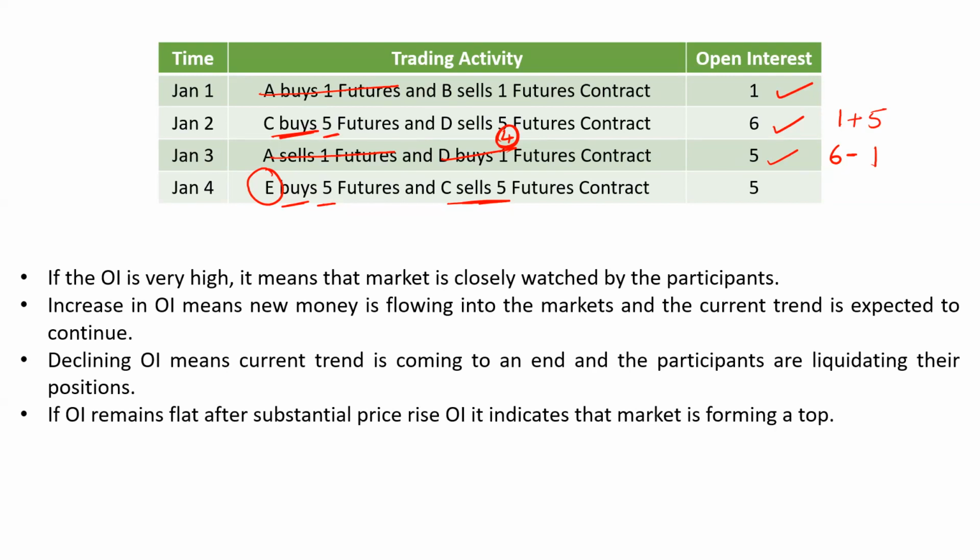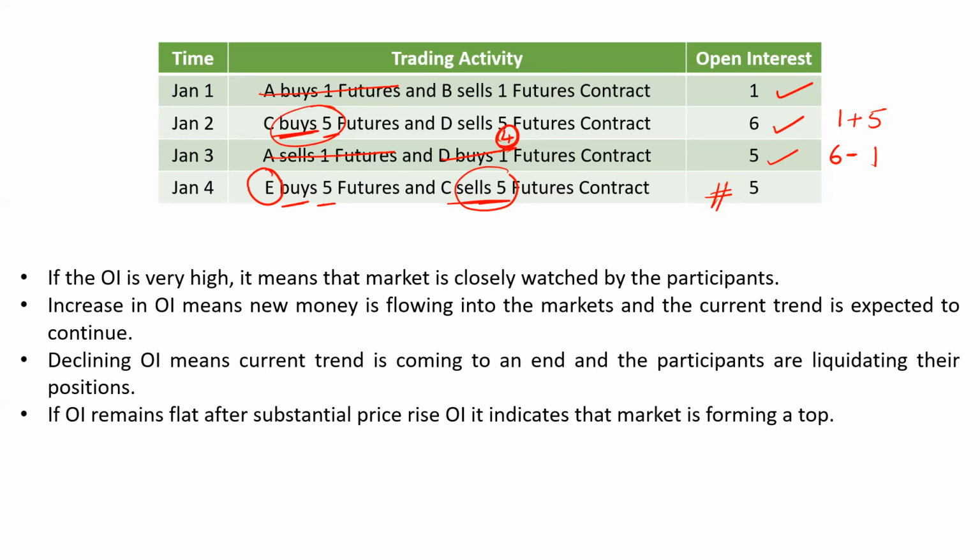So C has gone out because he is selling 5 contracts. So his position is closed. E is taking his place. New contracts are not coming into the market, only the existing party is getting replaced. So C is getting replaced by E. So that is why there is no change in the open interest. Open interest is remaining as 5.